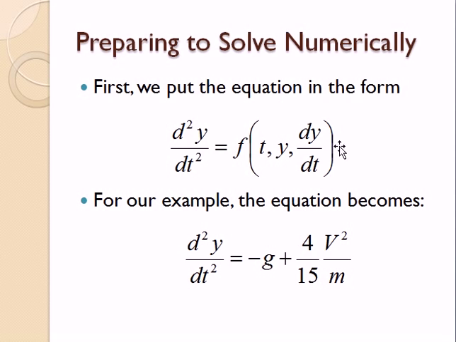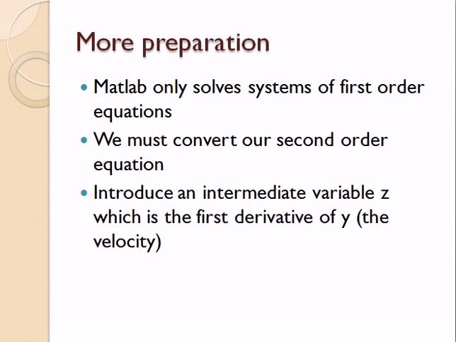So we can cast this as a generic second order differential equation where y double dot is some function of time, y, and velocity, or y dot. And for our equation, in order to write it in this form, we just divide by the mass. Then we have the second derivative of y is minus g plus 4/15 times v squared over m. Now that's a second order equation.